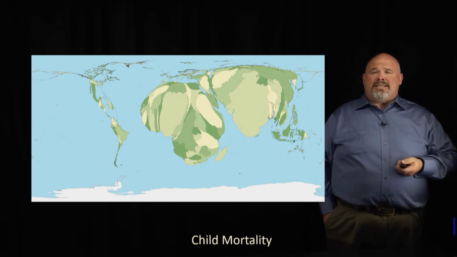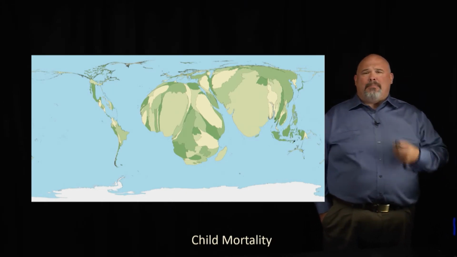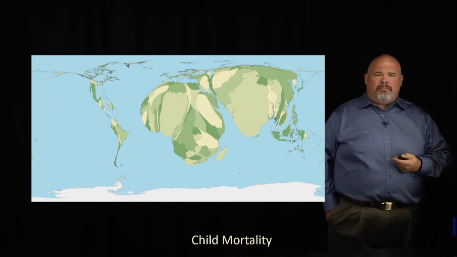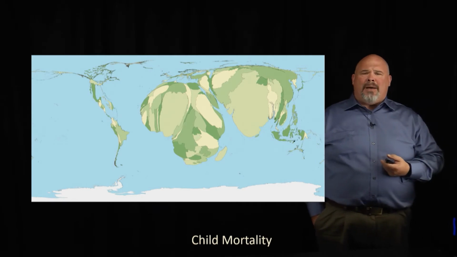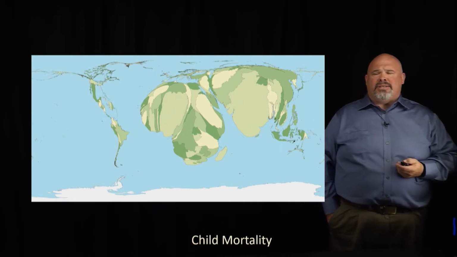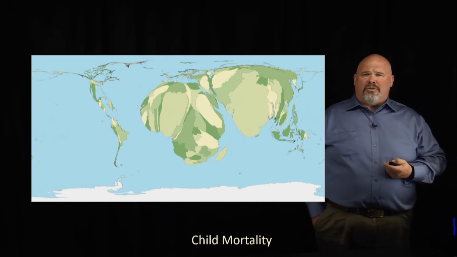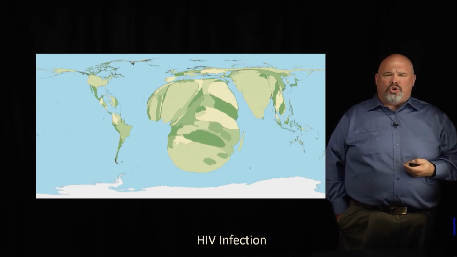But is it rates or is it numbers? This map is actually the number of children who die. And why would that be a problem? Because India has a huge population compared to most of the countries in Africa. So that might be distorted out of proportion.